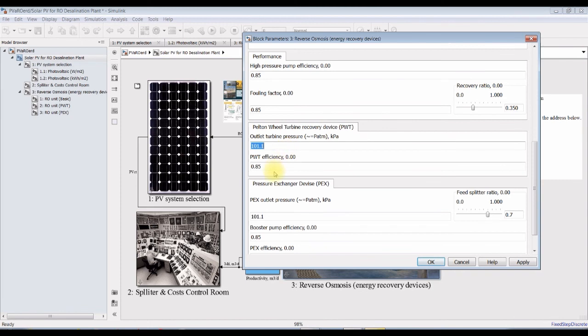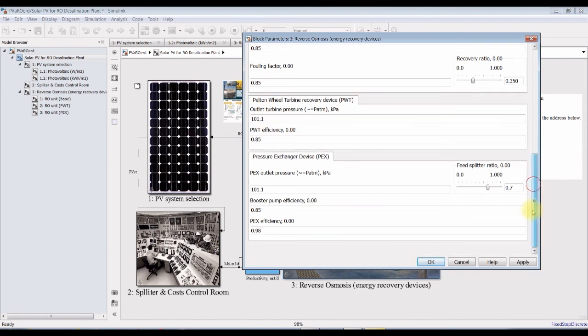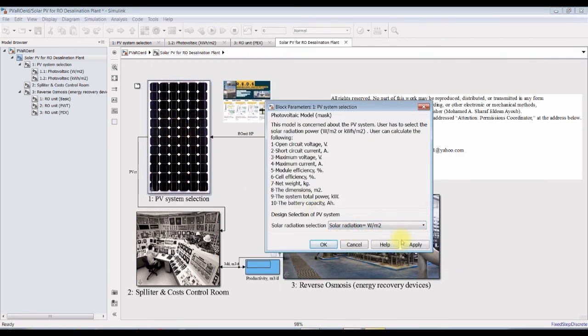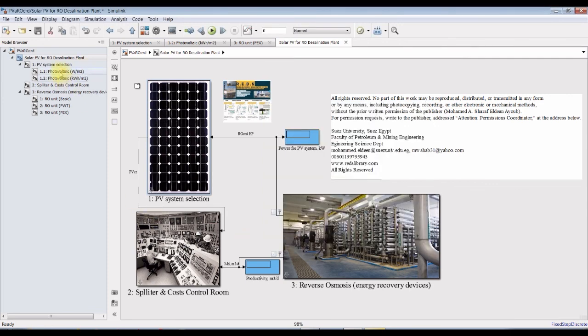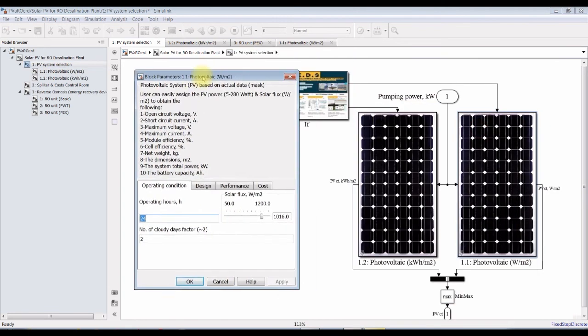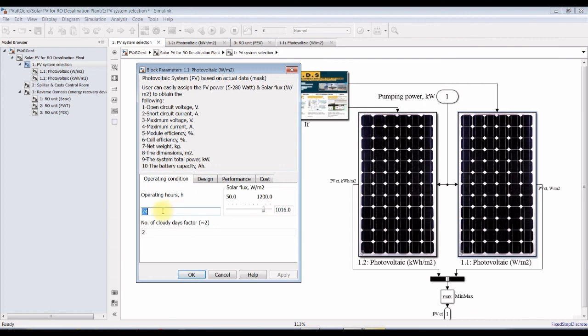For the turbine we have to assign outlet pressure in kilopascal and Pelton turbine efficiency, and the rest is for pressure exchanger. Choosing watt per meter square model. Okay, I'm going to select operating hours, 24 hours. I'm going to select 500 watt per meter square, maybe in winter. It depends on your location, sure.